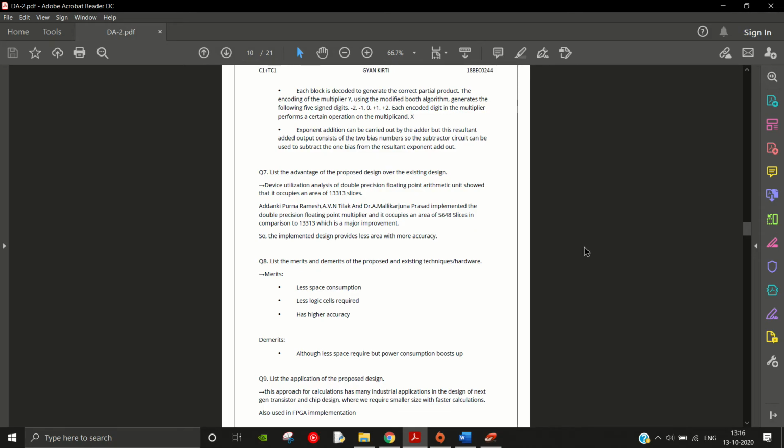Next question was to list the advantages of the proposed design over the existing design. So the device utilization analysis of the double precision floating point unit arithmetic shows that it occupies an area of 13,313 slices. Now Adanki Purna Ramesh, AVN Tilak and Dr. A. Mallikarjuna Prasad implemented the double precision floating point multiplier and it occupies an area of 5648 slices in comparison to the 13,313 slices, which is a major improvement. So the implemented design provides less area with more accuracy.